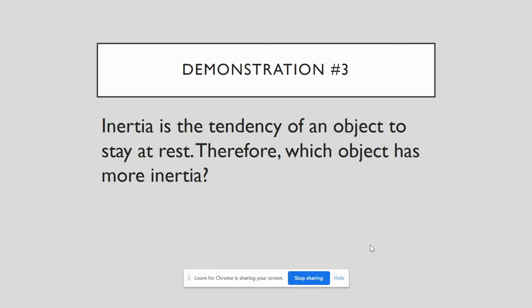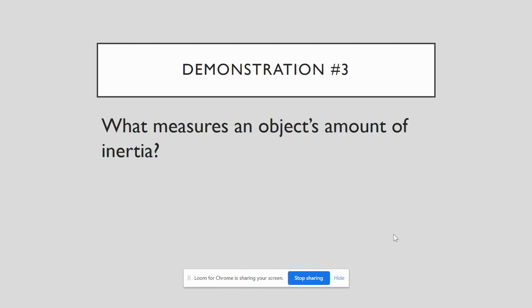Inertia is the tendency of an object to stay at rest. Therefore, which one has more inertia? The books. Okay? What measures an object's amount of inertia? Mass. The more mass you have, the more inertia you have. So the more massive you are, the harder it is to get started moving if you're at rest. The more massive you are also, the harder it is to come to a stop.